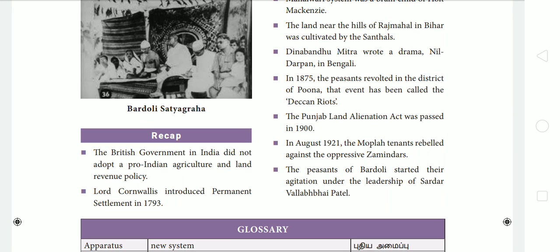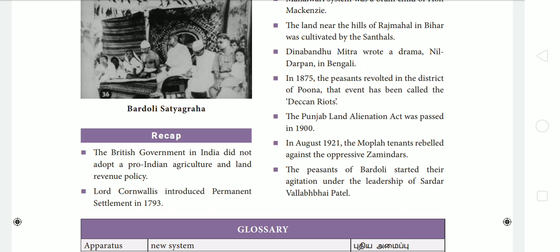So in this lesson we saw about rural life and society, that is, we learned about the land revenue policy of the British, then the merits and demerits of the land revenue policies, and the agrarian crisis and the revolts. The British government in India did not adopt a pro-Indian agriculture and land revenue system. They followed three land revenue systems, that is the permanent settlement, Ryotwari system and Mahalwari system.